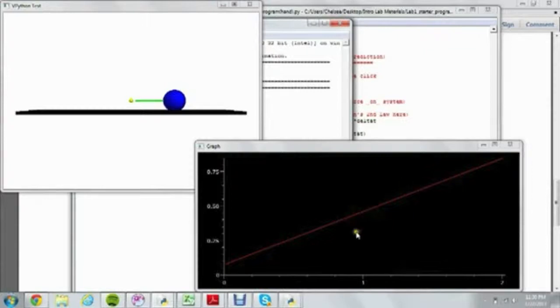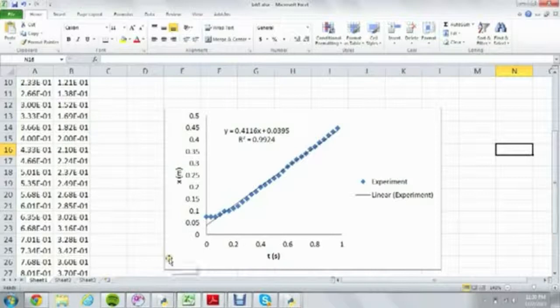The best way to compare the model and the experiment is to plot both the data and the predictions on the same graph. So this is the x position versus time. X is in meters, time is in seconds. The blue represents the experiment, the black line represents the model. The model line tracks the line of blue diamonds, so we can call this a good agreement between the model and the experiment.